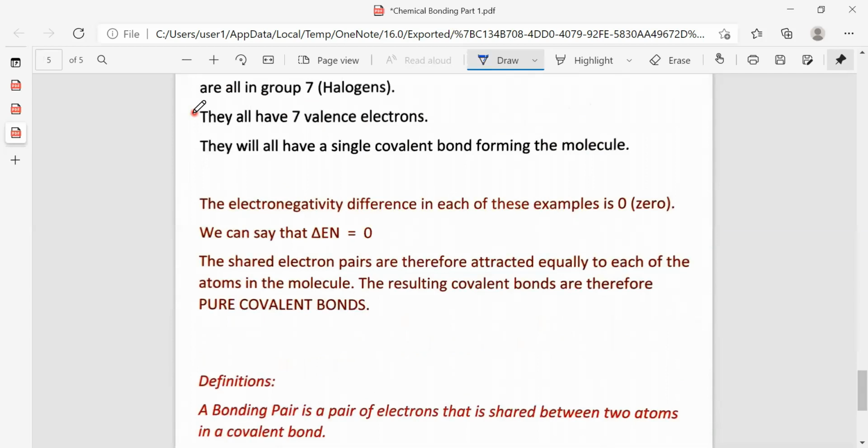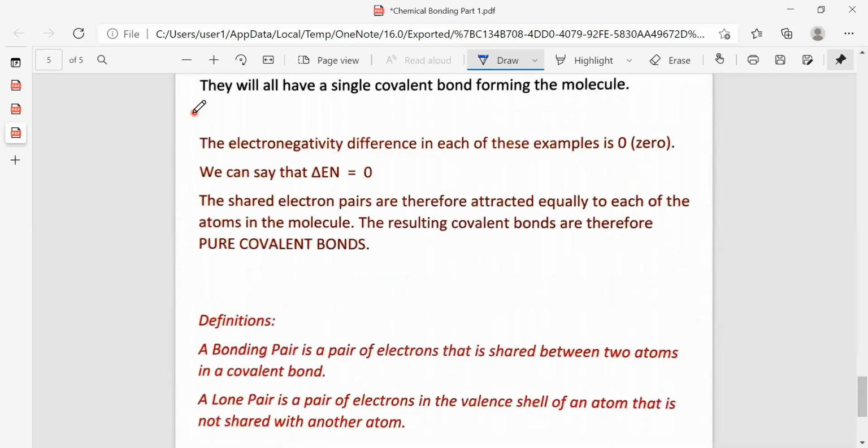Electronegativity differences in each of these examples that we've done, all 4 examples, the electronegativity difference is 0. We write electronegativity difference in shorthand like this. Whatever abbreviation your teacher uses, you must use. If your teacher's not happy with this, then you use the abbreviation that your teacher says, because writing electronegativity difference is quite a lot to write. So they often come up with abbreviations.